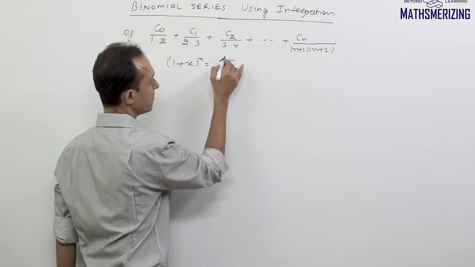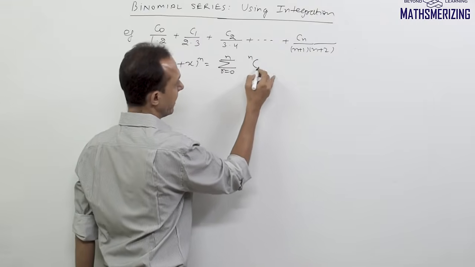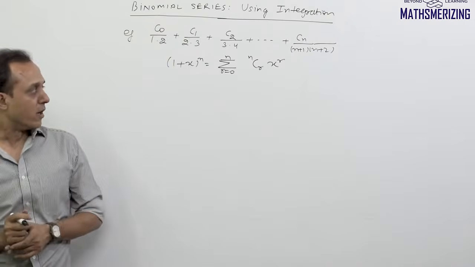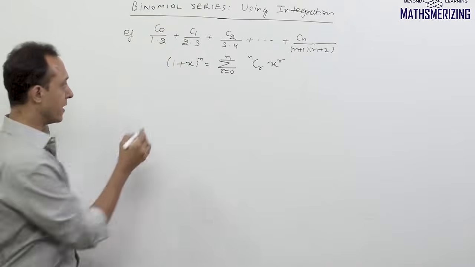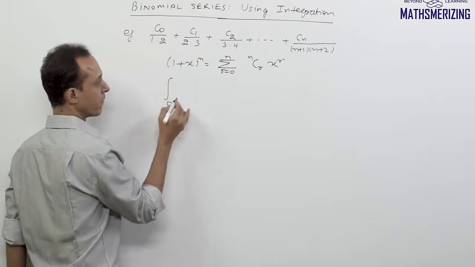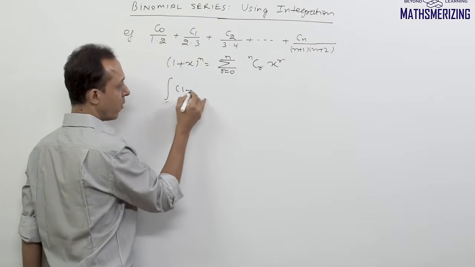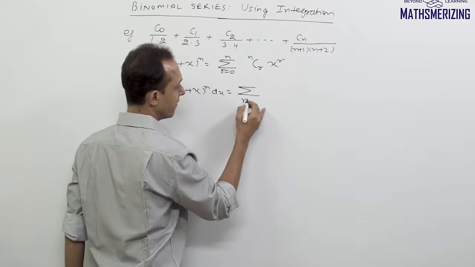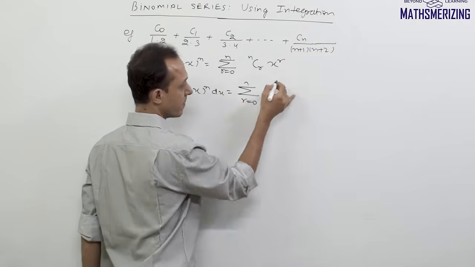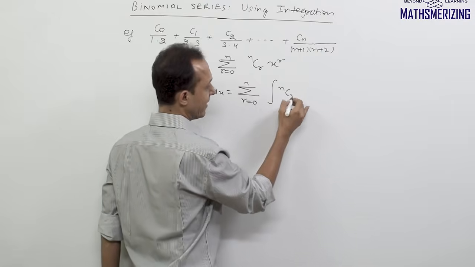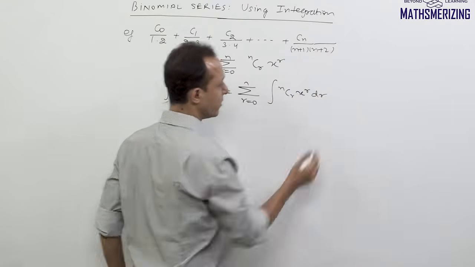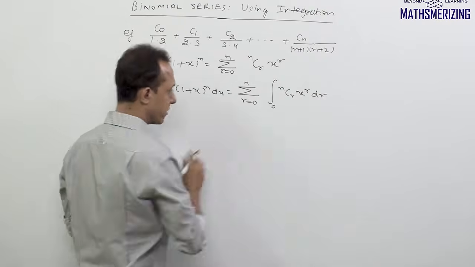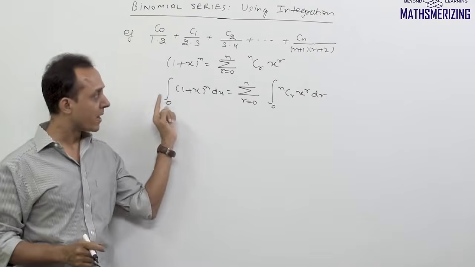So the value of r varies from 0 to n. It'll be nCr, and there'll be x to the power r. Now I'll integrate the left hand side and the right hand side. So if I integrate, I'll get the integral of (1 plus x) to the power n dx, and then the integral of r varies from 0 to n, and then the integral of nCr into x to the power r dx. Now I'll take the lower limit as 0, and I'll still need the upper limit to be variable.